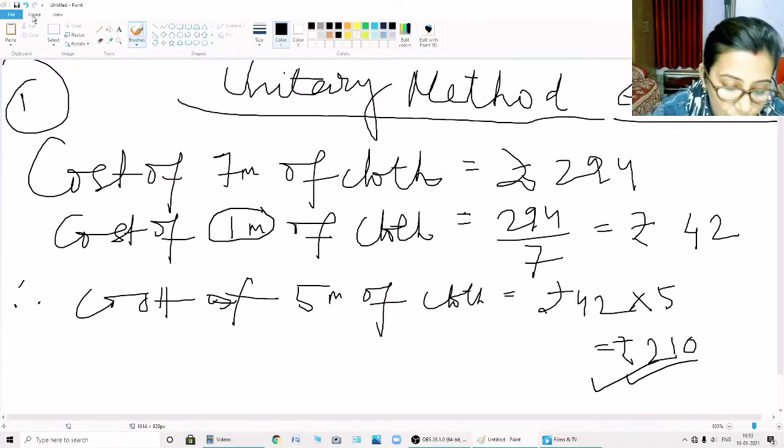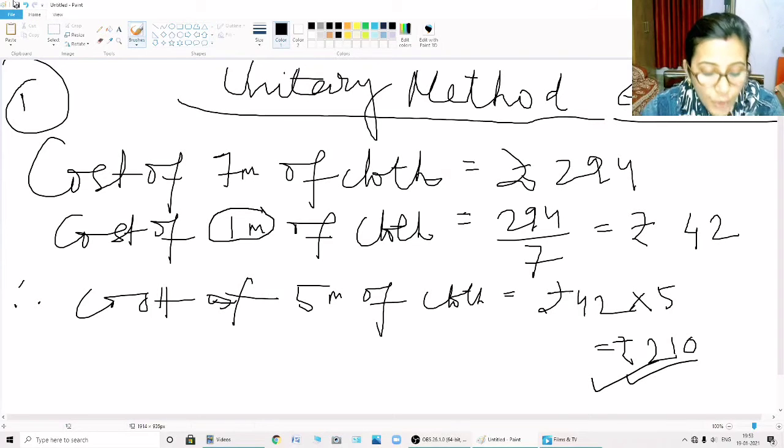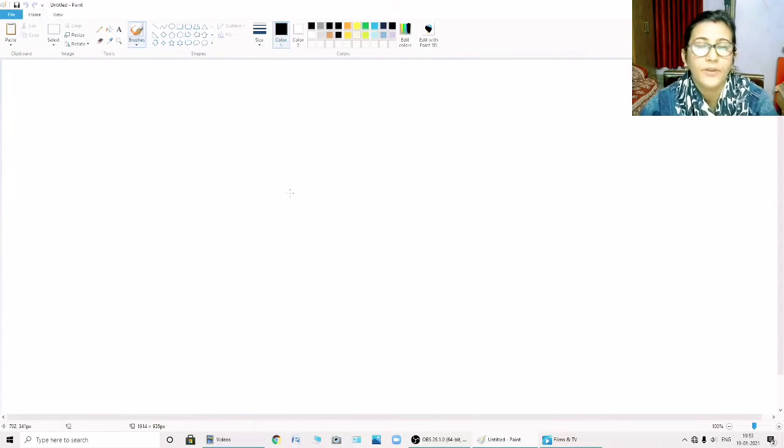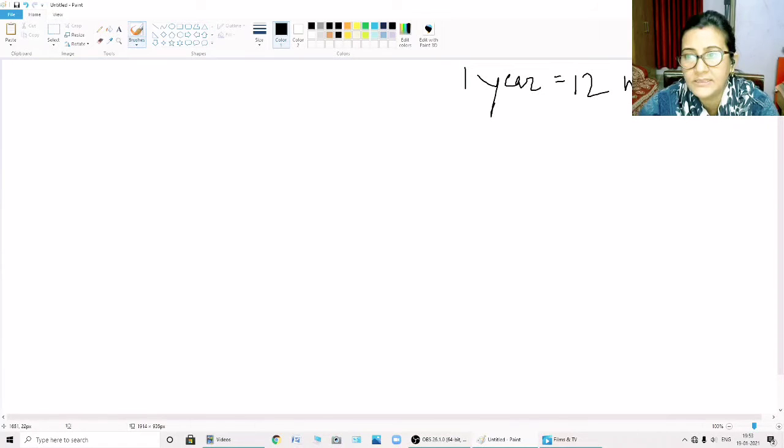Now we will do the next question, that is question number 6. Let's see. Sinu pays rupees 7,500 as rent for 3 months. How much does she have to pay for a whole year if the rent per month remains the same? So the rent is the same. Now to find for the whole year, we know that 1 year means 12 months. Just keep this in mind, 12 months.